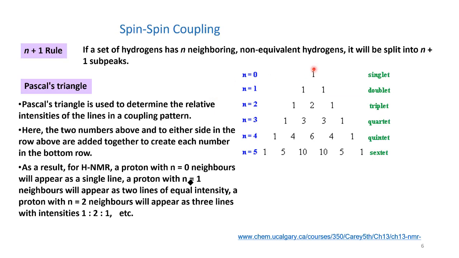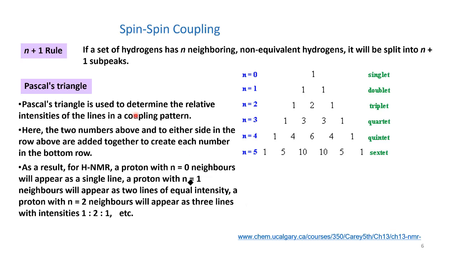So this is Pascal's triangle. You can calculate it for different numbers of hydrogen atoms. Suppose there is no neighboring hydrogen or no neighboring proton, then the n value will be 0, so n plus 1 will be equal to 1. That is a singlet. Then for n equals 1, we get a doublet. For n equals 2, we get a triplet. For 3, it is a quartet. And likewise, you can calculate for different numbers of neighboring hydrogen atoms.